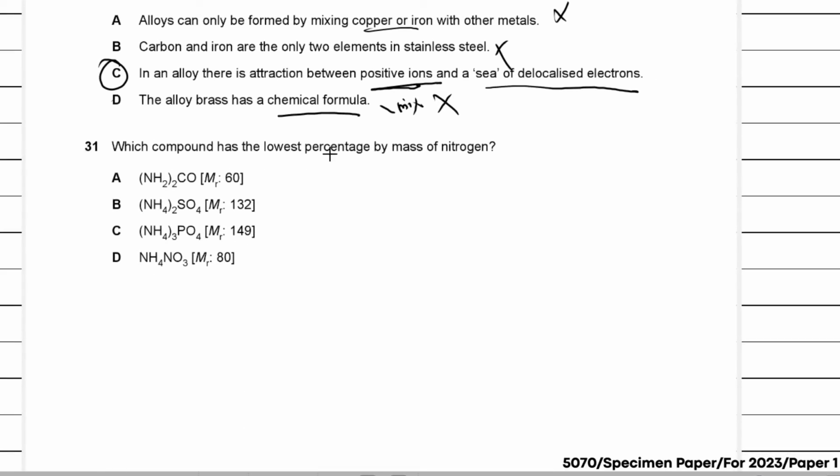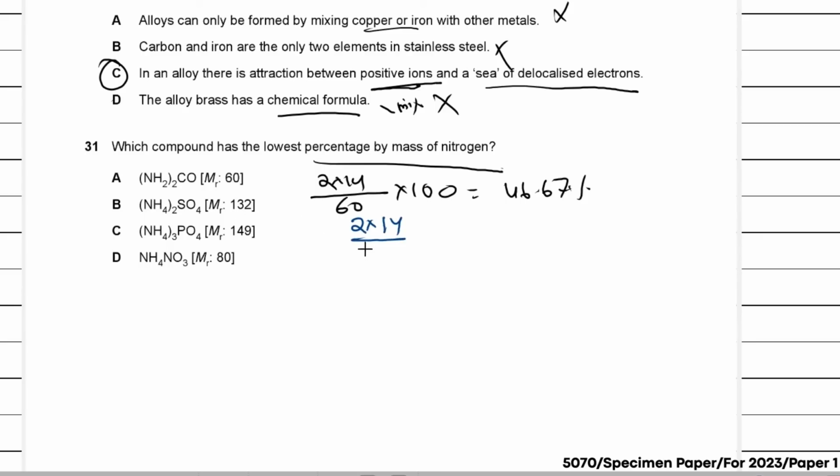Which compound has the lowest percentage by mass of nitrogen? Okay, so over here we've got nitrogen is 2. So it's 2 times 14 divided by the Mr times 100. That's how we find the percentage by mass. So it's 2 times 14 divided by 60 times 100. So we have 46.67%.